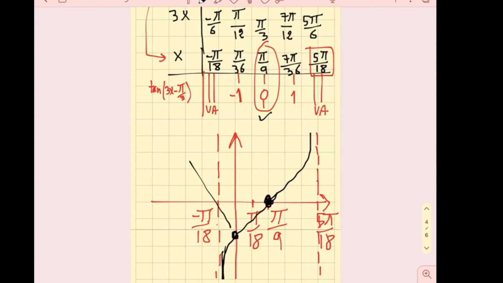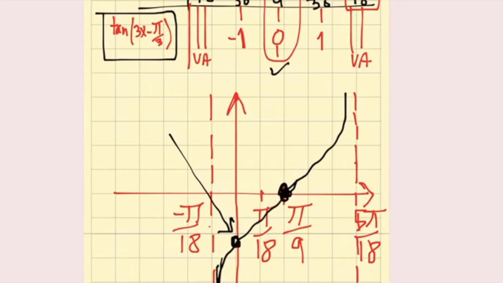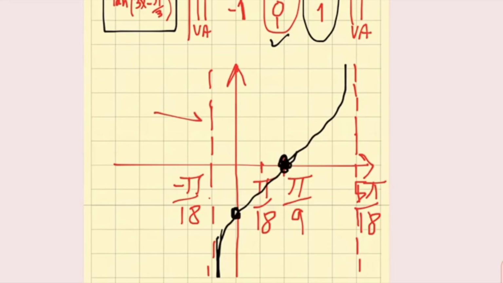Now this point is the y-intercept. It happens when x equals 0, f of 0. So just substitute x equals 0 in your function. You get tangent negative pi over 3. Tangent negative pi over 3 when you substitute x with 0. Approximately, you get negative 1.7. Use a calculator to calculate this. Anyway, just for the information, here we are done.